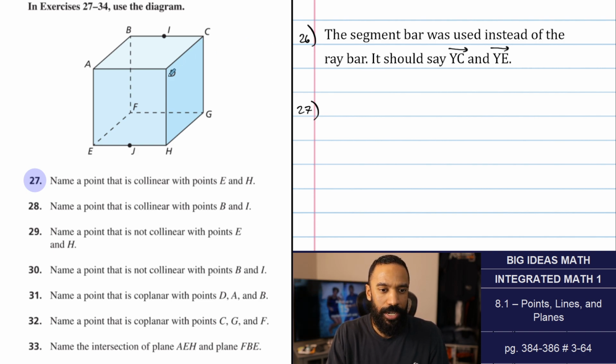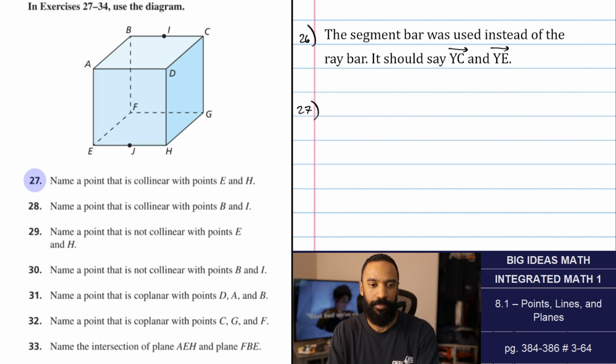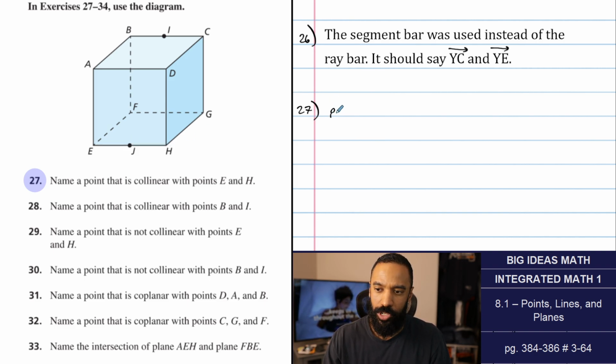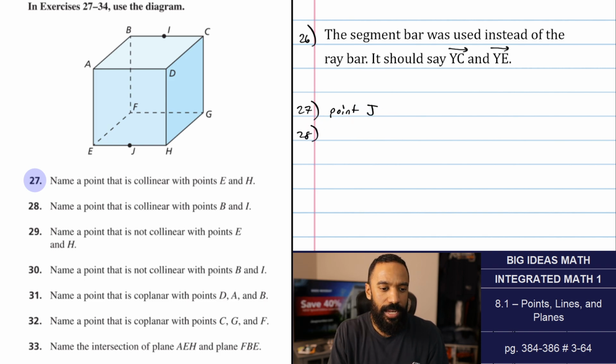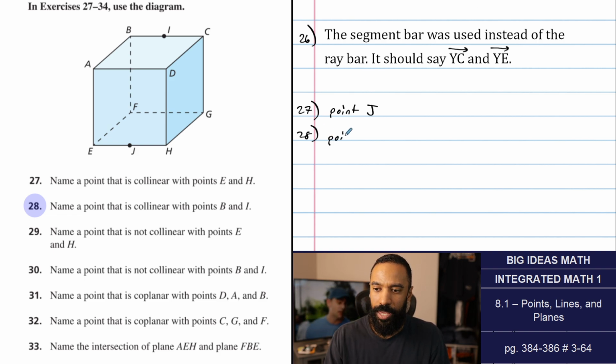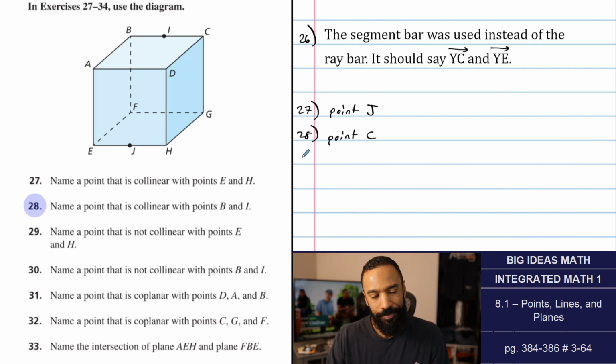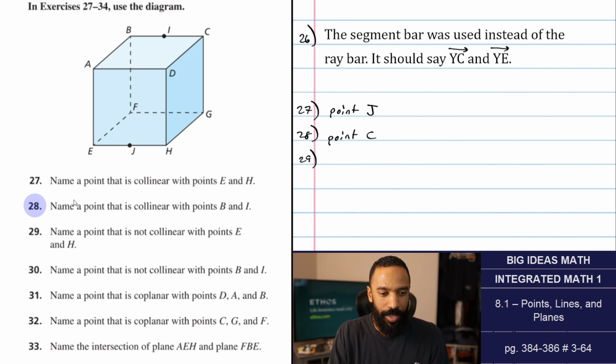So number 27. Name a point that is collinear with points E and H. On this line shared with E and H is point J. So that is number 27, point J. Number 28, name a point that is collinear with points B and I. So on this part with B and I exists C. So point C is collinear with that. Normally, I'm a lot more descriptive with what I do here. Point C is collinear with whatever. No, not right now.